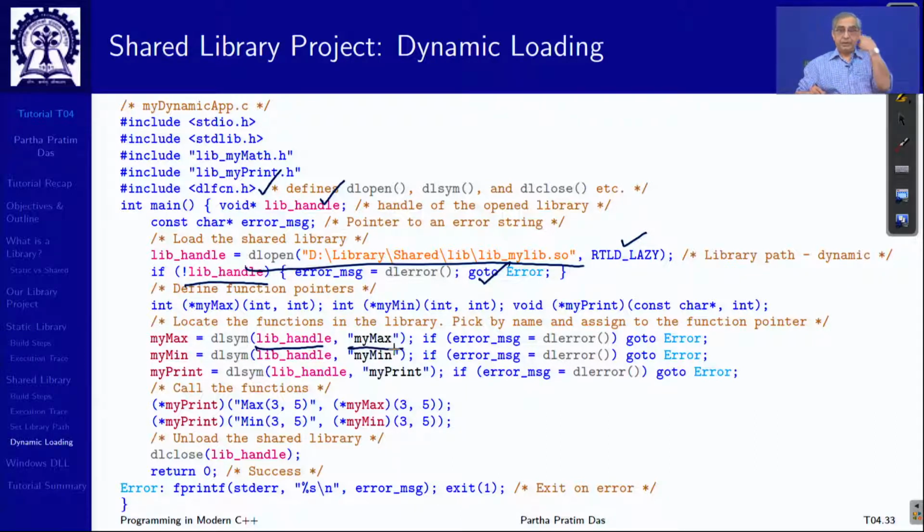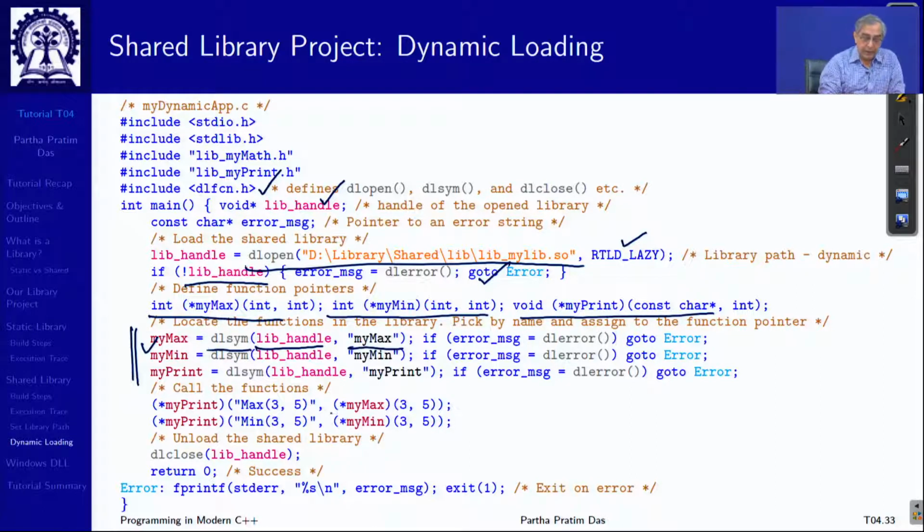So, my max I specify, dlsym returns me a pointer to that which I put to my max. For that these function pointers my max, my min, my print have been defined, and I get these 3 function pointers according to the relative address within my library SO, and then I dereference these functions and use them. When I am done, I close the handle.